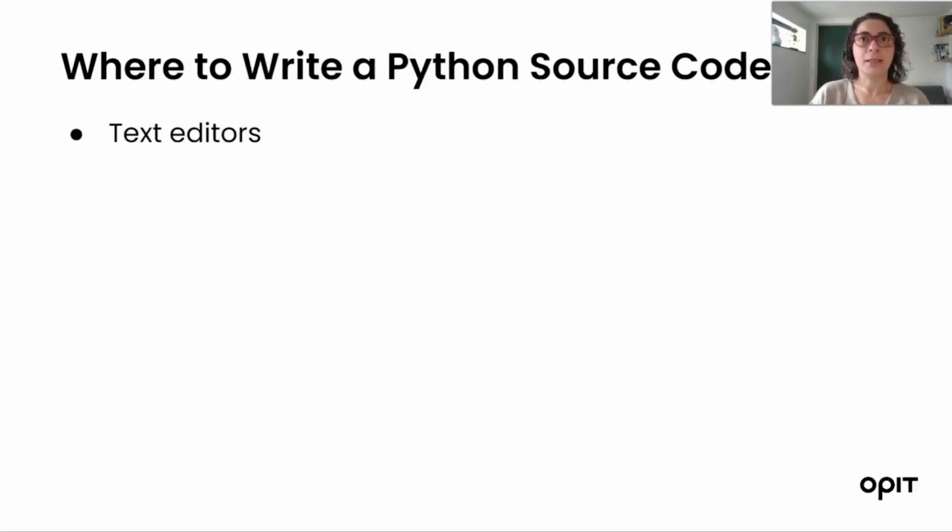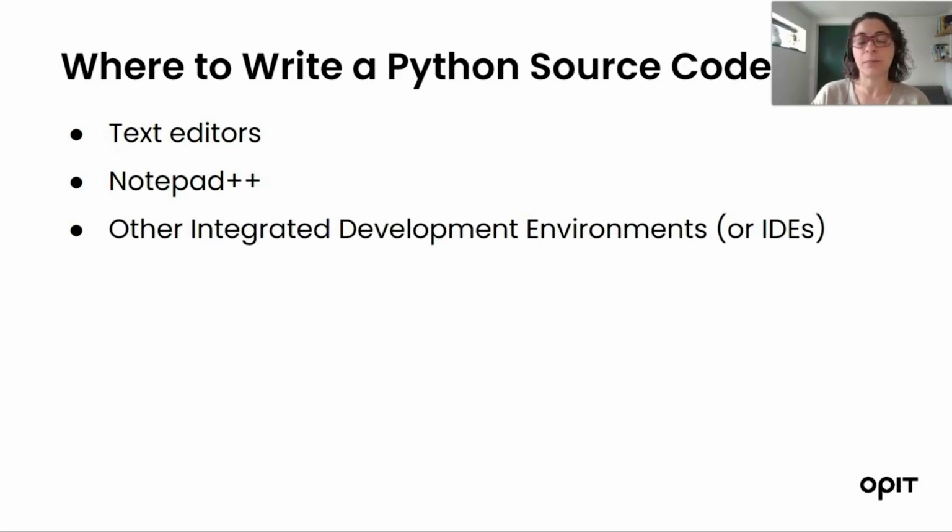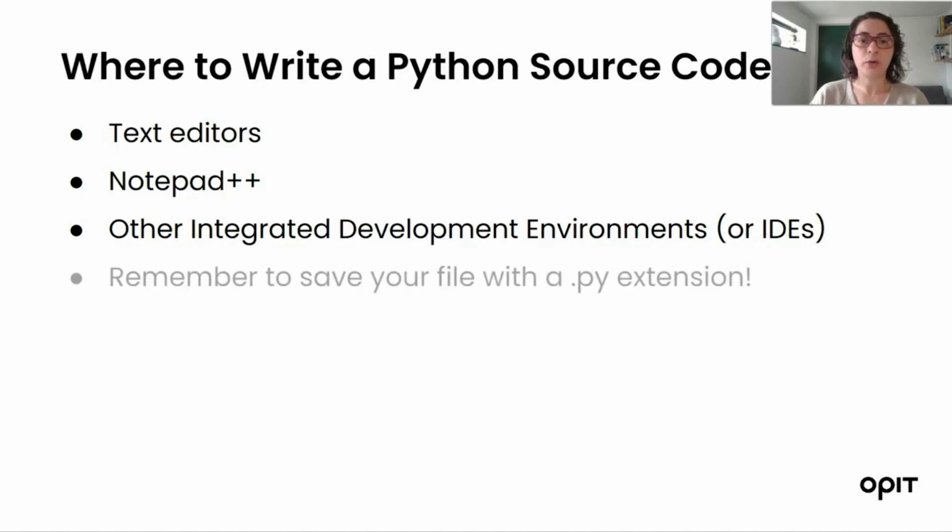First, you need to create a file for your source code, and for this, you need a text editor. There are numerous options available, from the simple text editor, which is pre-installed in your operating system, to Notepad++, or even more sophisticated working environments, like integrated development environments, generally known as IDEs. No matter the text editor you choose, always remember to save your files with a .py extension when writing Python code. I personally use Notepad++.